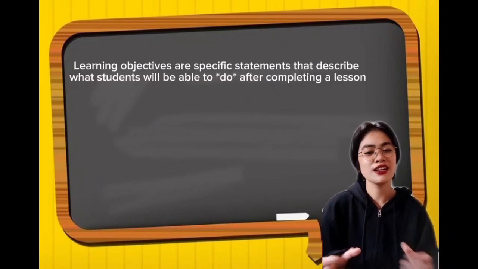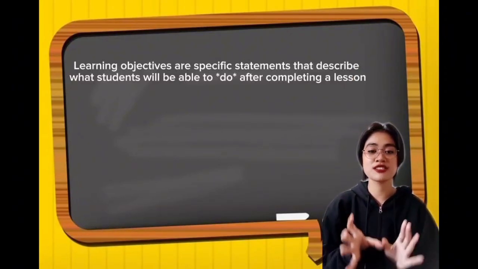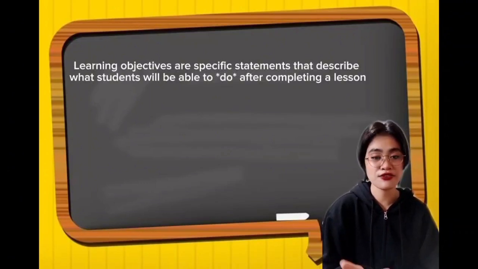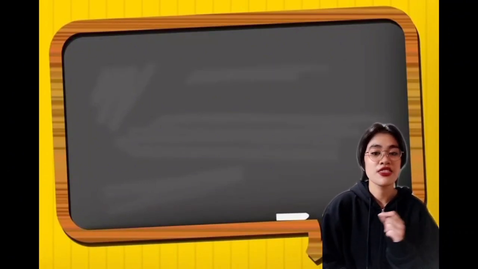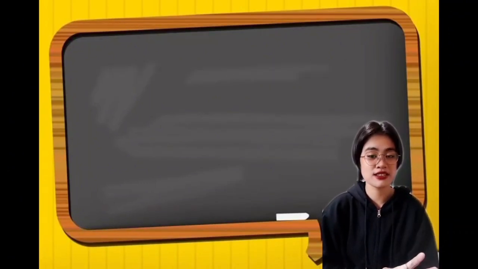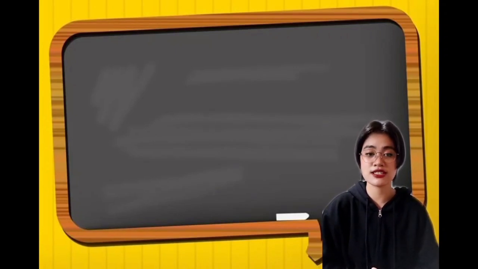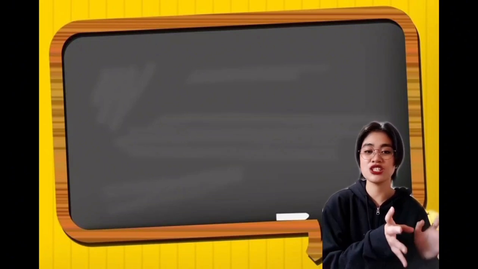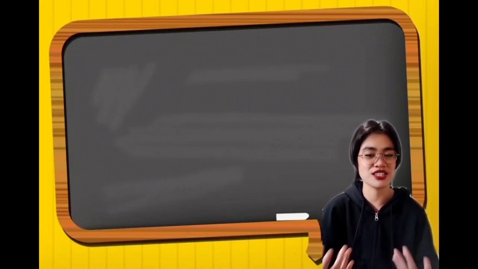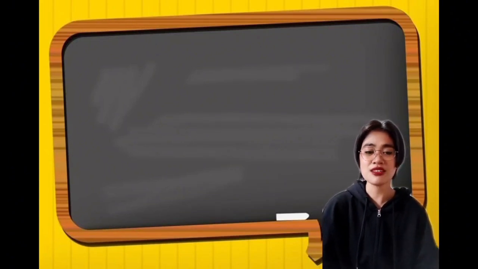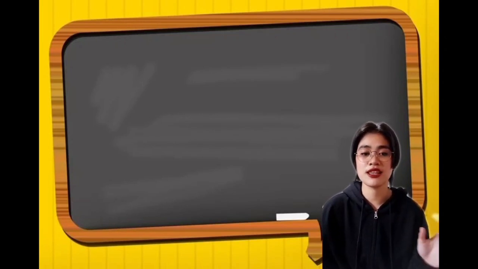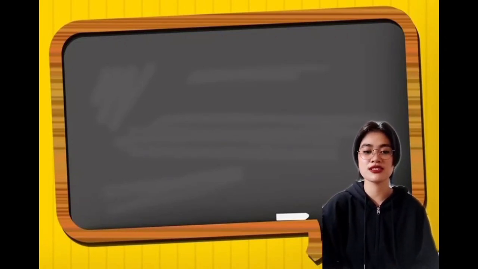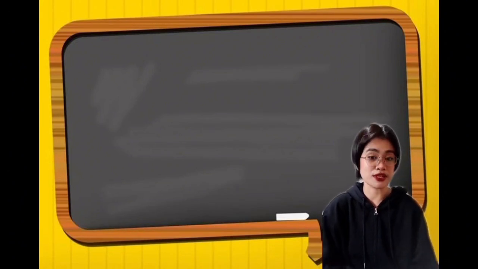Learning objectives are specific statements that describe what students will be able to do after completing a lesson. They're not just about memorizing facts, they're about developing skills and understanding. They act as a roadmap guiding both the teacher and the students towards successful learning. It can feel overwhelming to pin down specific takeaways for a lesson, but you can break the process into steps to do it in a breeze.